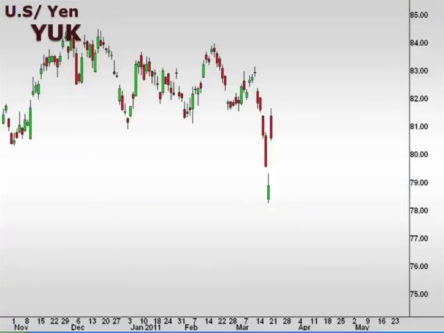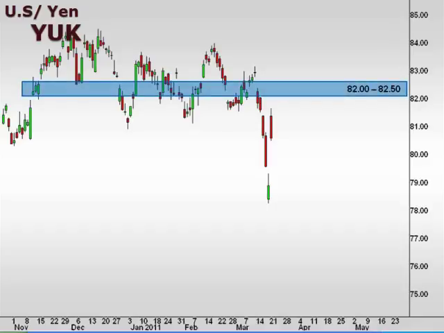Take a look at the YUK, the U.S. versus the Japanese yen. The YUK was forming a sideways triangle last week, suggesting indecisiveness with respect to the trend that is in force. Now, as we suggested, a break below 82 opened the window for a move lower.